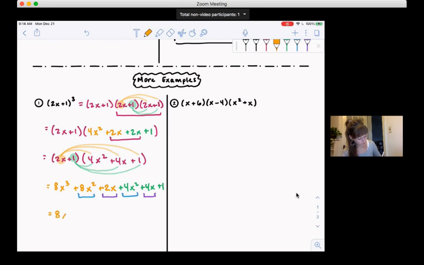So we have 8x to the third. 8x squared plus 4x squared is 12x squared. 2x plus 4x is 6x. And then we have the plus 1 at the end.